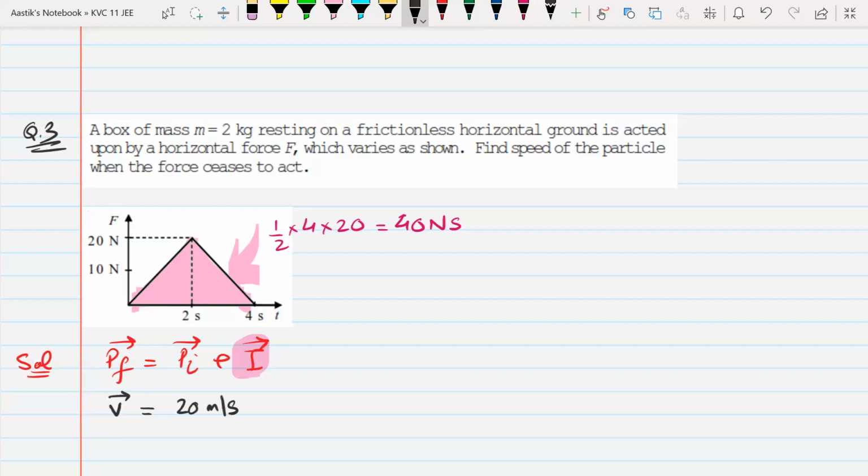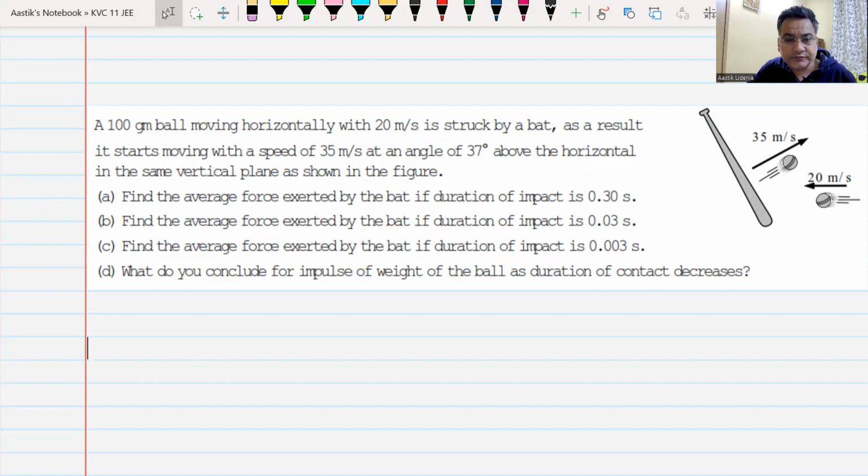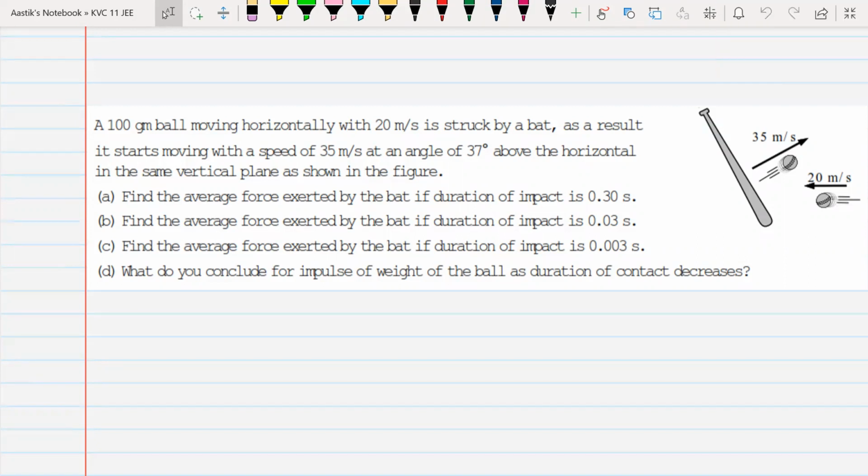And I hope that you can solve this one. So, similar question but just given in the form of a diagram. This one: a 100-gram ball moving horizontally with a velocity of 20 meters per second. You can see this. It's struck by a bat. As a result, it starts moving with a velocity of 35 meters per second at an angle of 37 degrees above the horizontal.